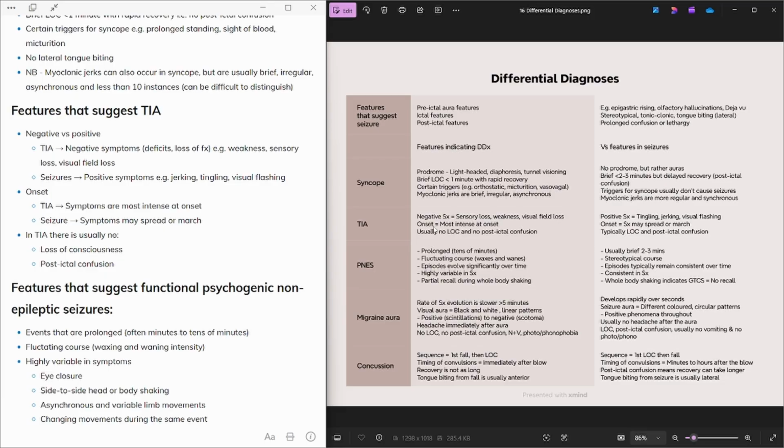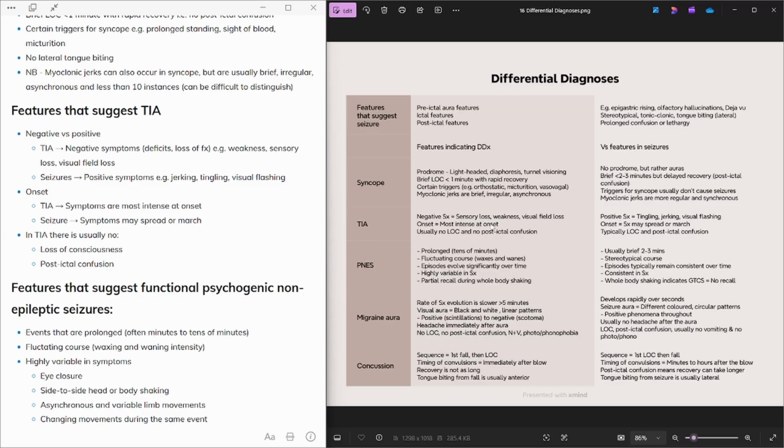With strokes and TIA, the onset is most intense at the start of the episode. When you have a blood clot or a bleed, you're going to have most of the neurological deficits occurring at the start, because the blood flow will be immediately cut off. Whereas with a seizure, the symptoms will typically start in one area of the brain if it's focal, and then spread to other areas of the brain.